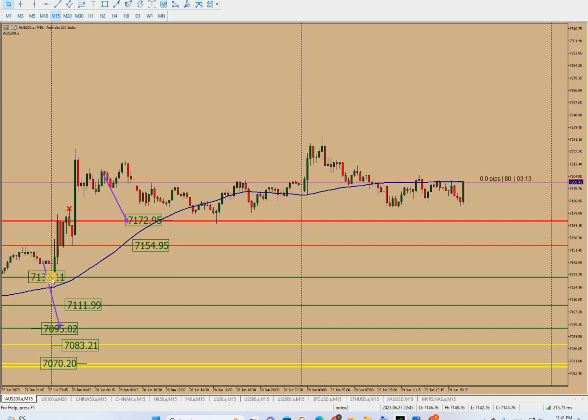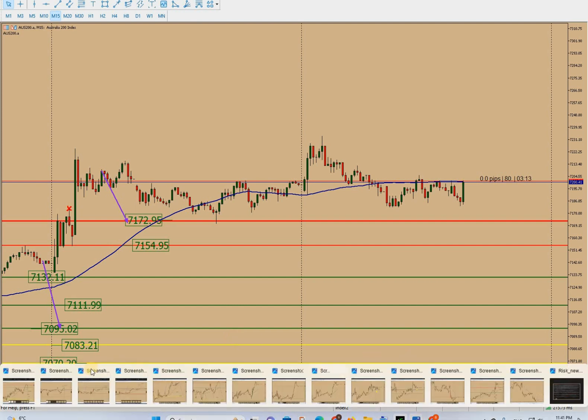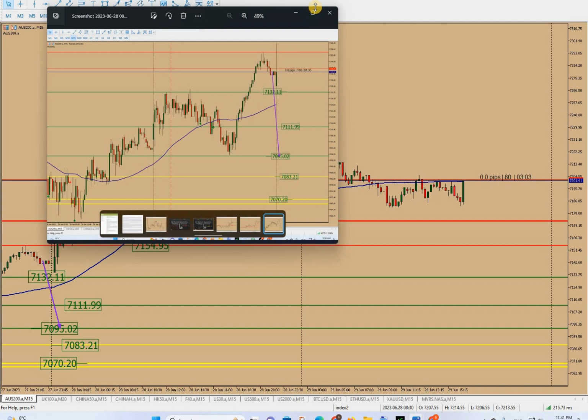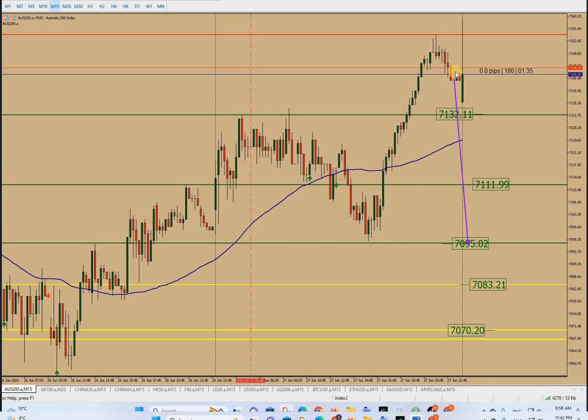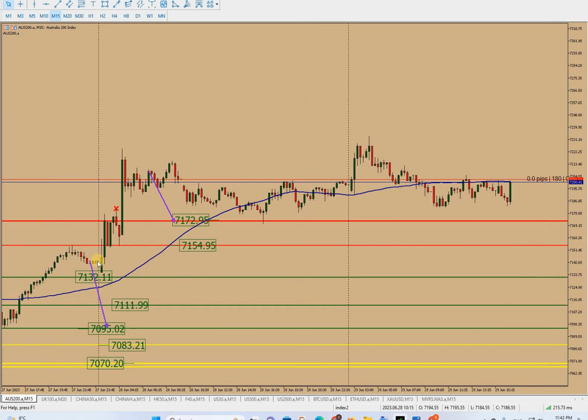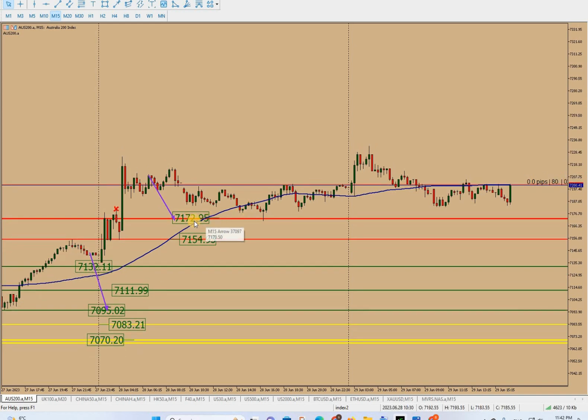When we mentioned the direction for the Australia 200, I did have a screenshot. It was this one. The price was here, and we mentioned that price is going to go down, and as you can see, all the things I have not touched. Price hit the stop loss, and then we recovered the stop loss.